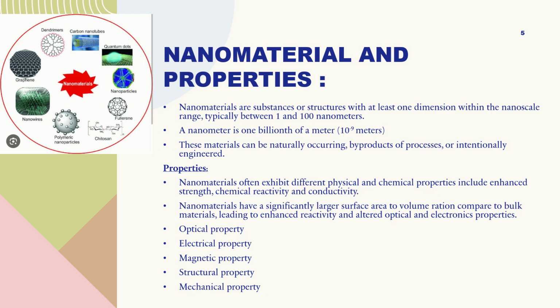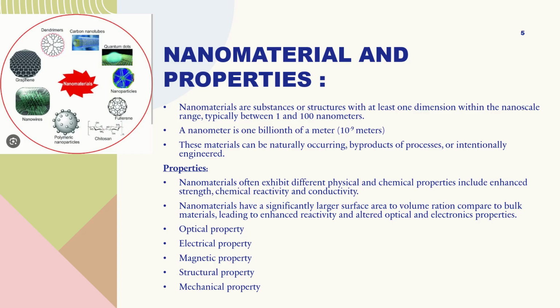One of the important reasons why properties change when materials are reduced to the nanoscale is the surface area to volume ratio. The surface area to volume ratio increases when the size of the material decreases. So when you decrease the material size, the surface area to volume ratio increases.